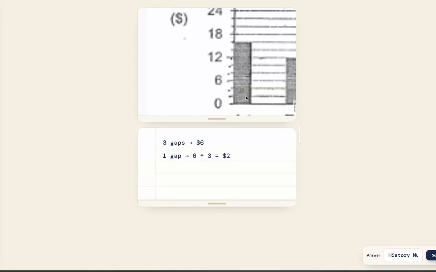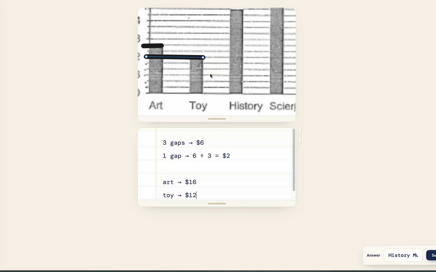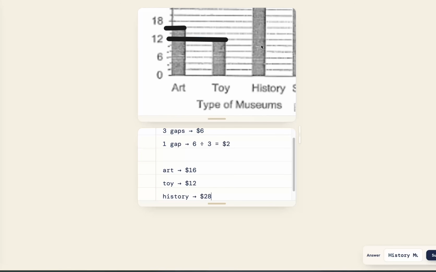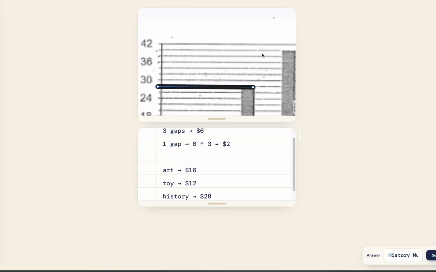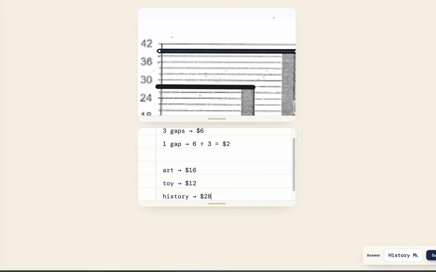Okay, so now from here, we can actually calculate the price of each ticket. So for art, there's 1 gap below 18. So that means art is equal to $16. For toy, it's directly at 12, so toy is equal to $12. And for history, this is 1 below 30, so this will be 28. History will be equal to $28. And lastly, we will have science. It's equal to 1 below 42, so that means science is equal to $40.